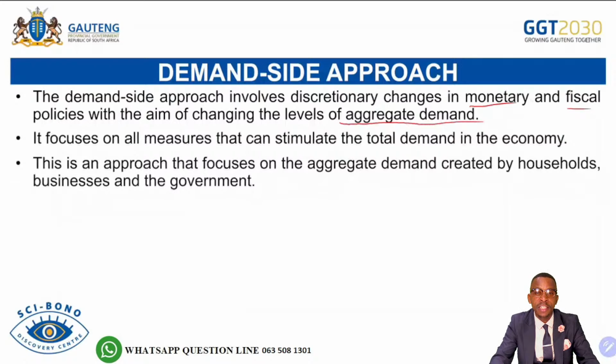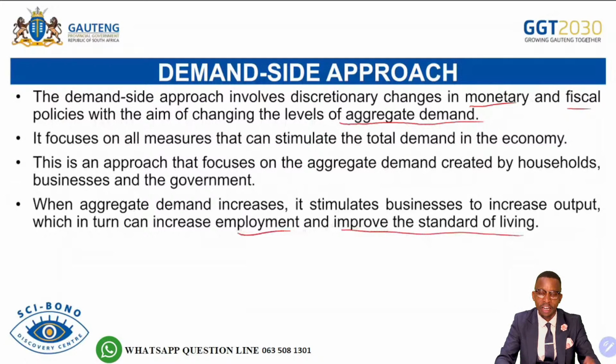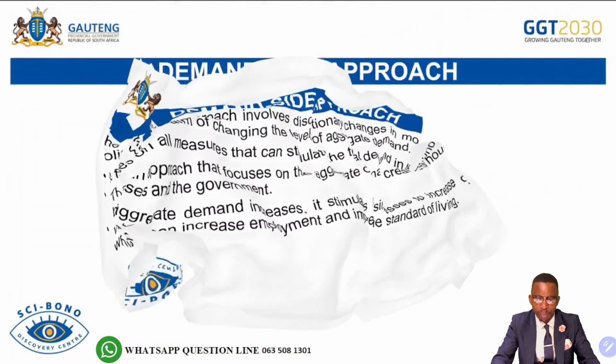If the state intervenes by increasing its spending through improvement of the social and economic infrastructure, or also increasing job creation and transfers, there will be more demand, because that will lead to more disposable income in the economy. When aggregate demand increases, it stimulates businesses to increase output, which in turn can increase employment and improve living standards. So, like I've mentioned before, these things are highly connected to create economic growth and economic development.